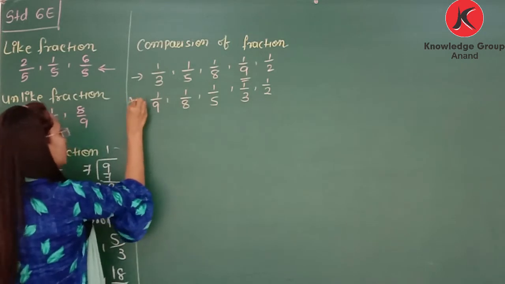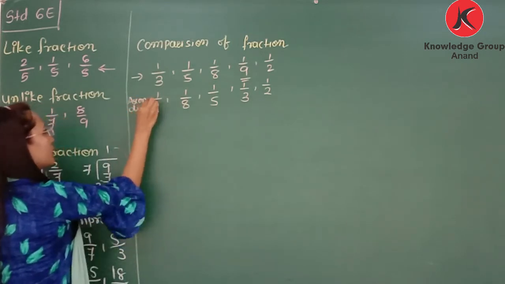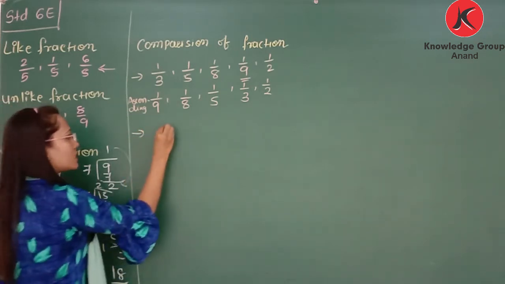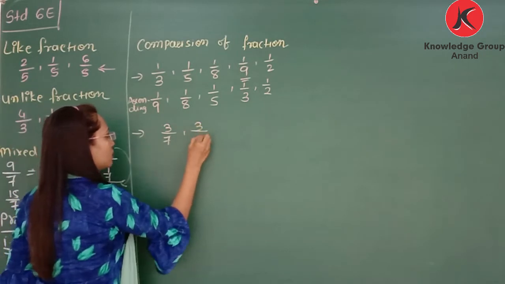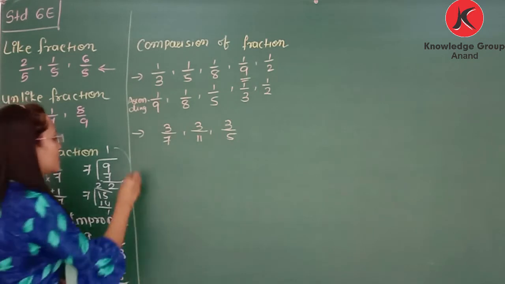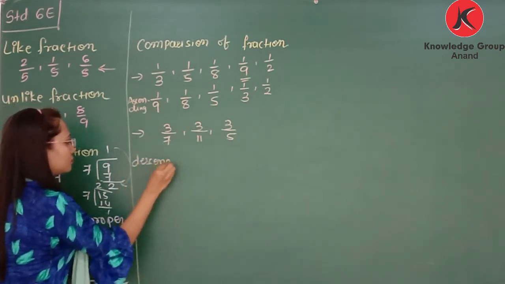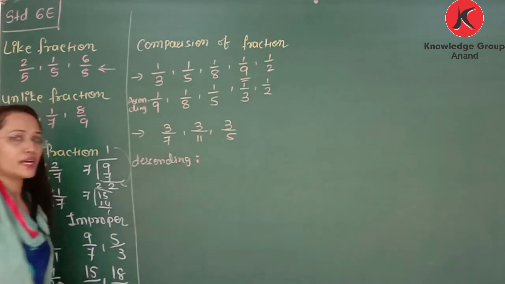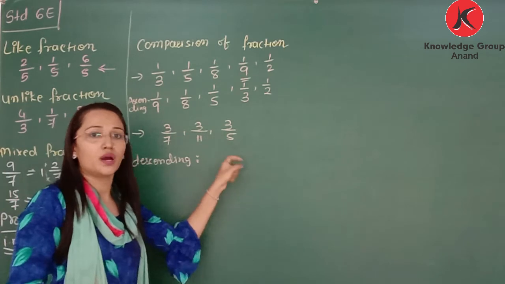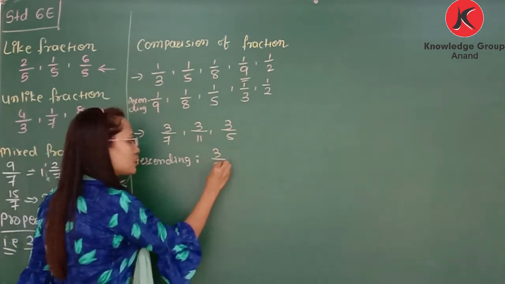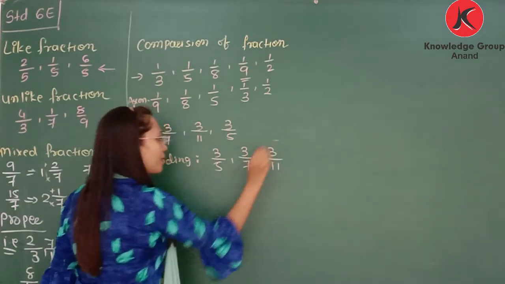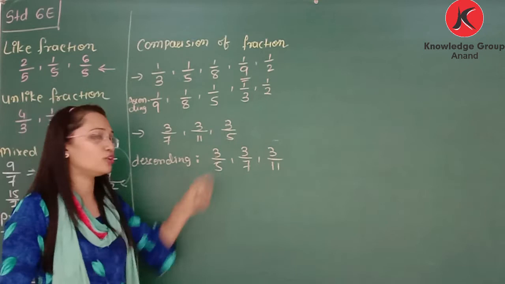This is ascending order. Okay. Now let's take one more example in which the numerator is same: 3 by 7, 3 by 11, 3 by 5. So here if we want to arrange this in descending order, then in descending the largest will be first. So the smallest denominator becomes the largest one. So here 3 by 5 is the largest, then 3 by 7 and 3 by 11. Here 3 by 11 is the smallest in this group of three.